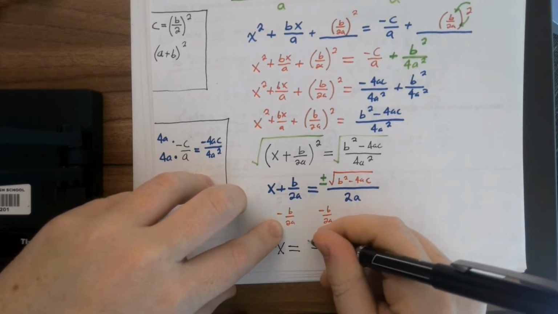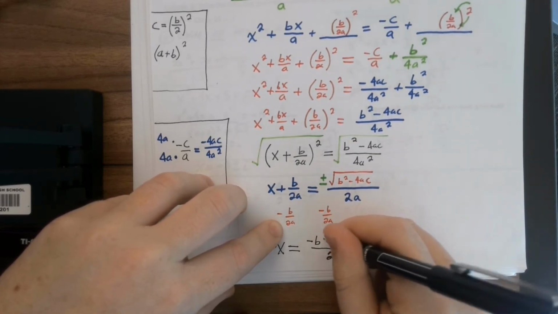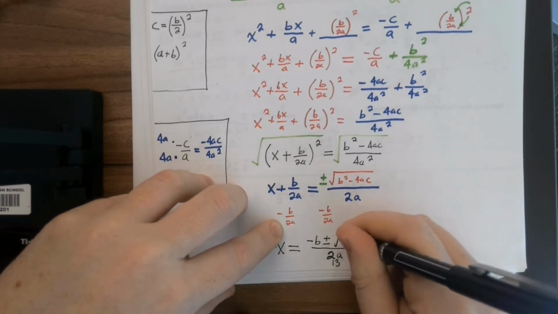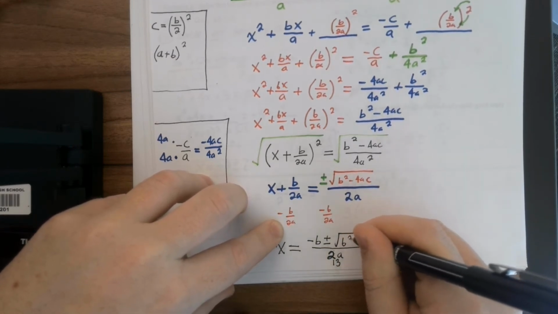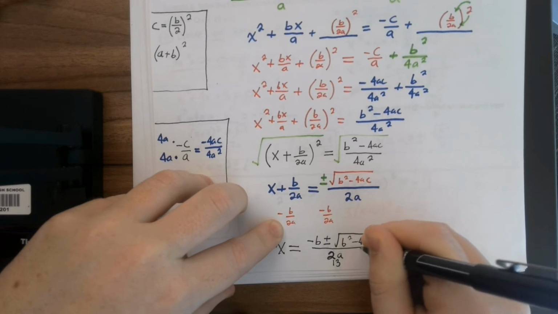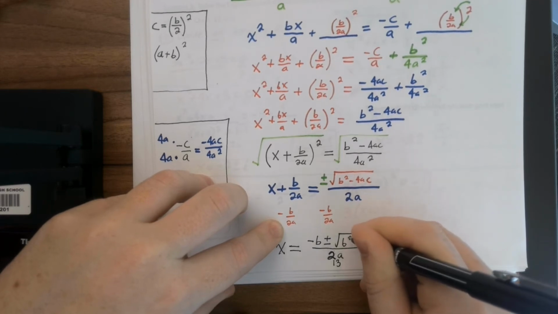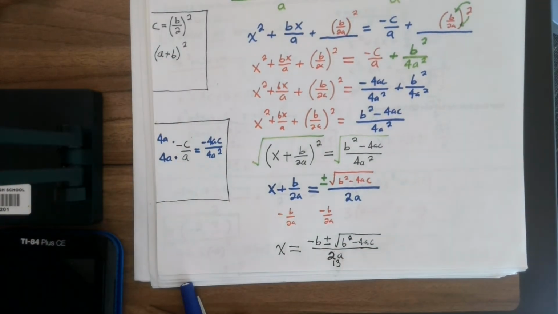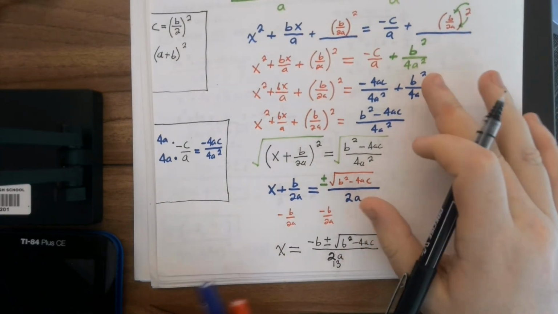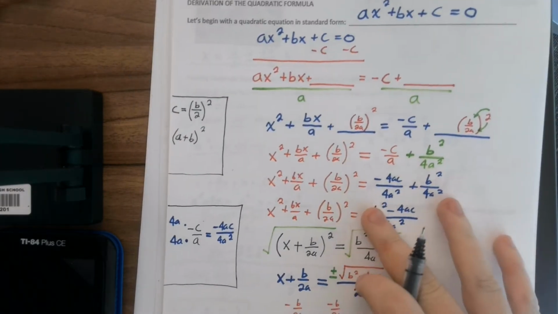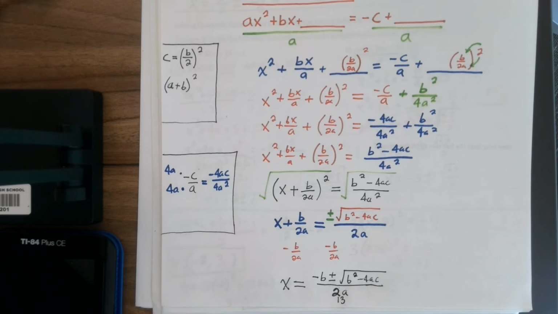So x is equal to negative b plus or minus the square root of b squared minus 4ac all over 2a. And there we go. That's the quadratic formula. We have figured out how to get the quadratic formula by completing the square. All the quadratic formula is, is a way to complete the square with any combination of a, b, and c.